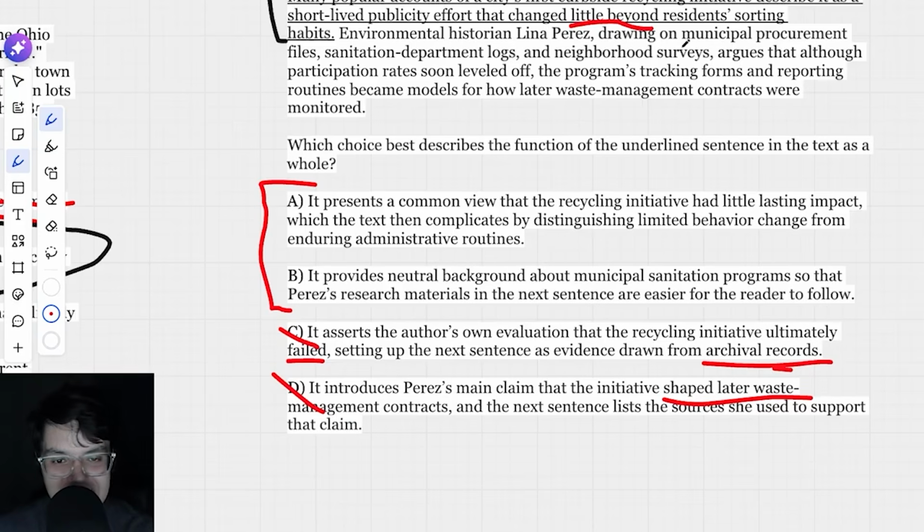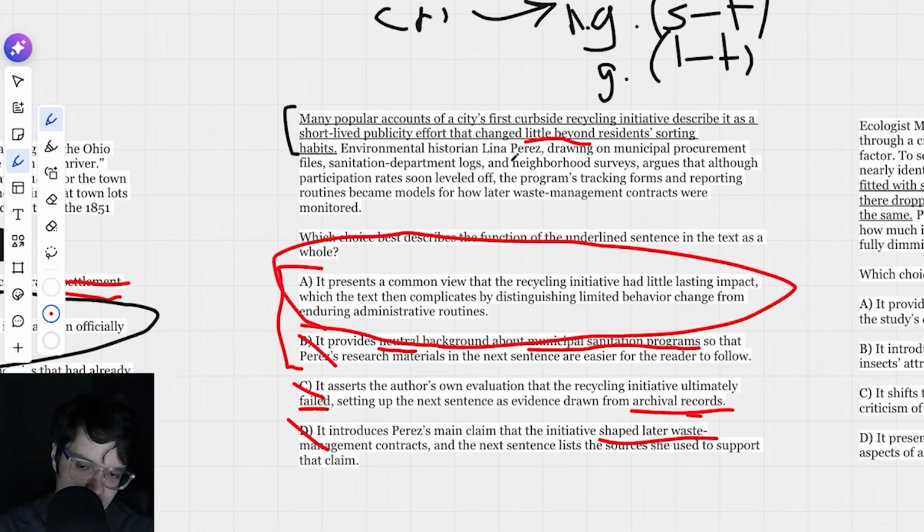B, it provides neutral background about municipal sanitation programs. Okay, so actually I can see what would be the incorrect part about this: municipal sanitation programs. That's not really what's going on here, because we're not talking about municipal sanitation programs in general. We're not just talking about the idea of a municipal sanitation program. We're talking specifically about this one city's program. For those reasons, there were some incorrect parts about B, so A would be the correct answer for that one. As for the notes, not really that important for this one, but they did maybe make a little more sense if I was confused about what was going on here. We can see up here, like, not good in the short term, good in the long term.